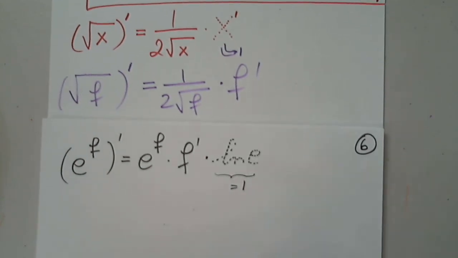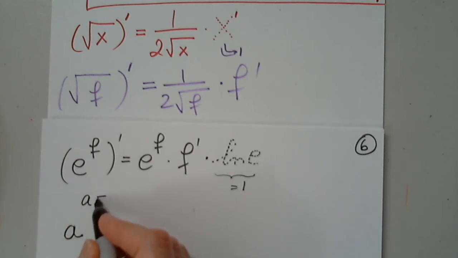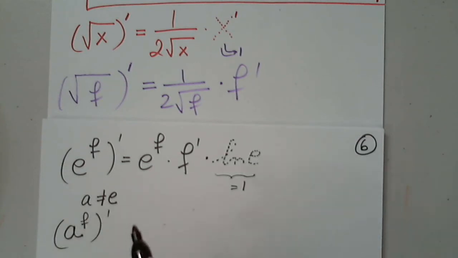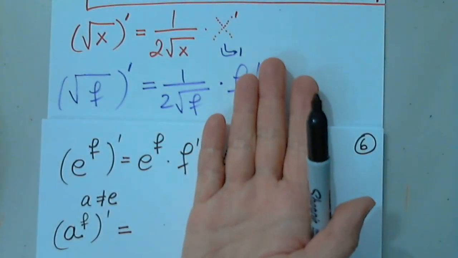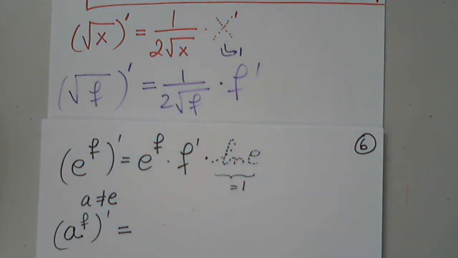Pay attention now when the base is not e. Let's say any other base, a does not equal e, raised to a function prime. What will the formula be? If it's e, I follow this. But if it's not e, I have to follow this.